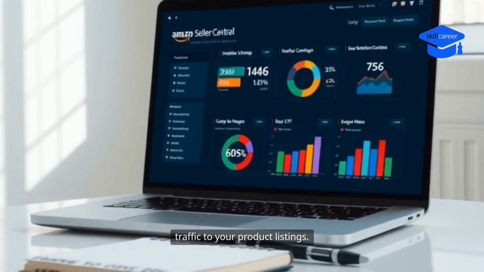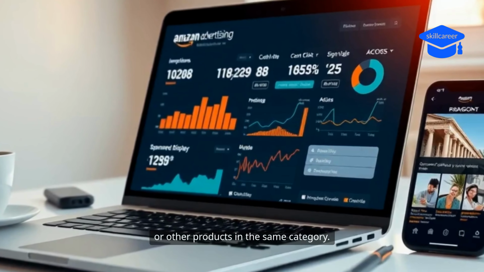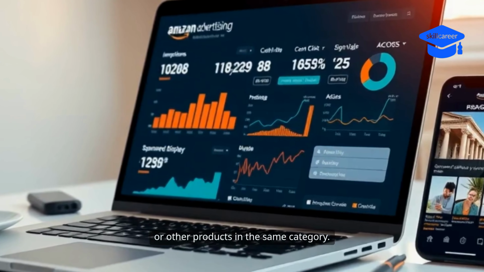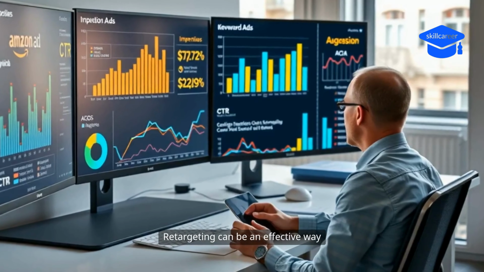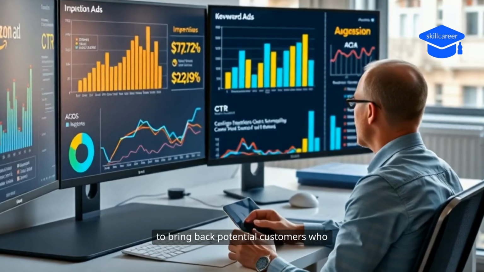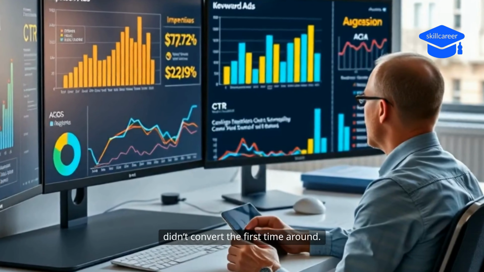Sponsored display ads are another advanced ad type you might want to experiment with as you scale. These ads allow you to retarget people who have previously viewed your products or other products in the same category. Retargeting can be an effective way to bring back potential customers who didn't convert the first time around.